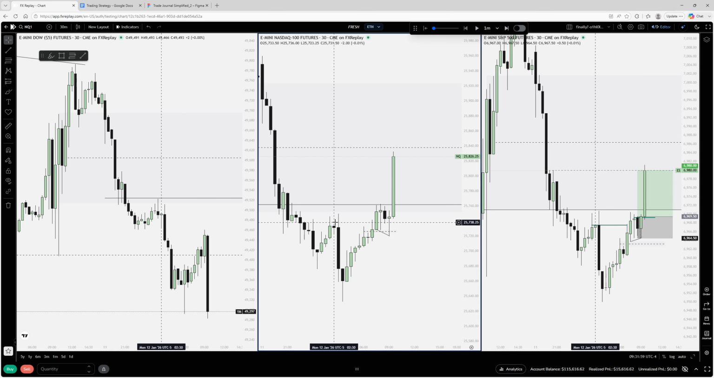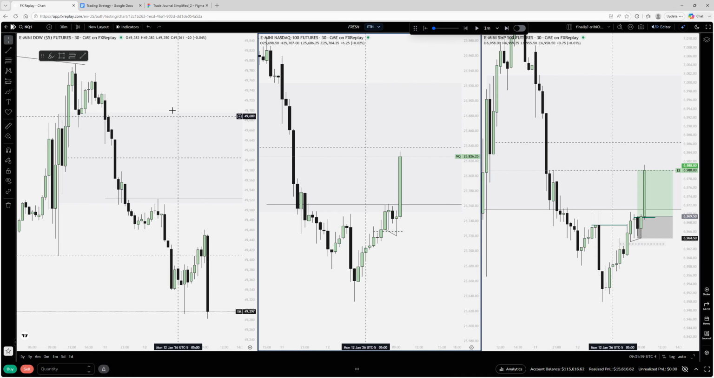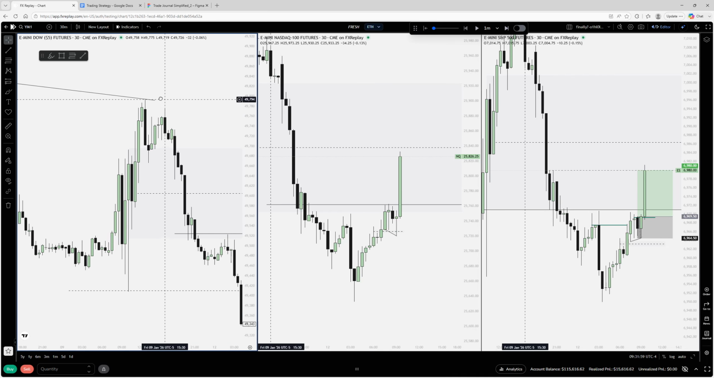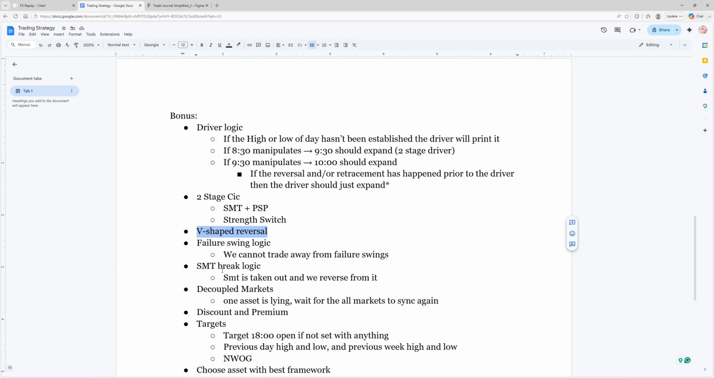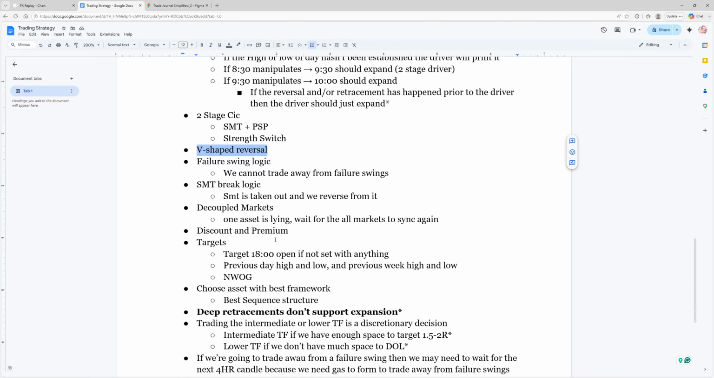It took so many candles just to get back up here. Whereas you see this one right before this sell-off. Look at this, boom, boom, in and out, really fast, right? When they say V-shaped, they mean V-shaped, guys. V-shaped, quick in and out, shows a strong reaction and shows strong intent to go in that direction, right? So yeah, next thing is failure swing logic.